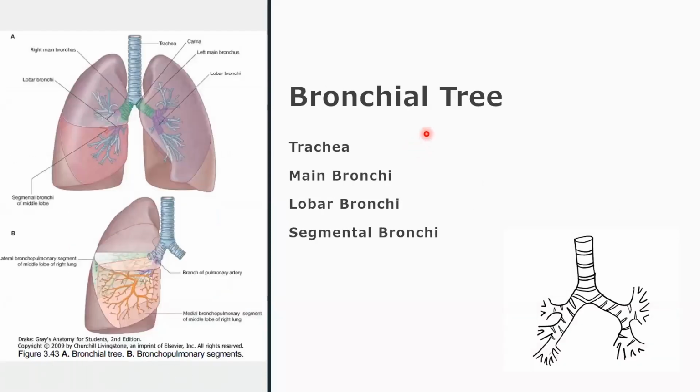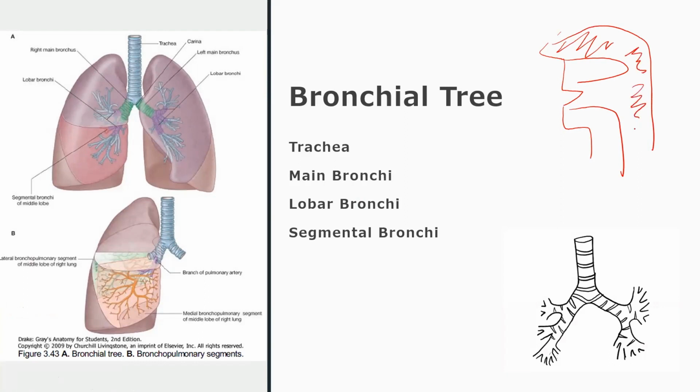So now we look at the bronchial tree. The bronchial tree is the extension of the airway, right? If you look at a sagittal section like this, you have the nasal cavity here, the nasopharynx here, the oropharynx here, and here you have the esophagus in this way, and here you have the larynx, and the larynx continues as the trachea.